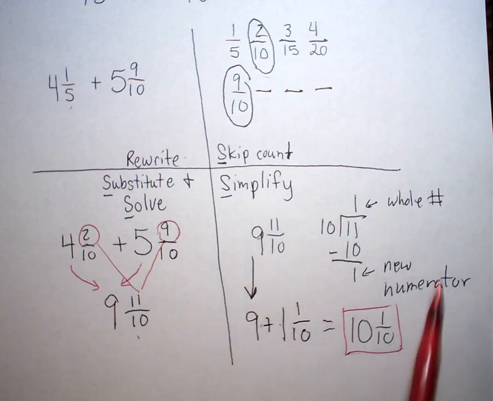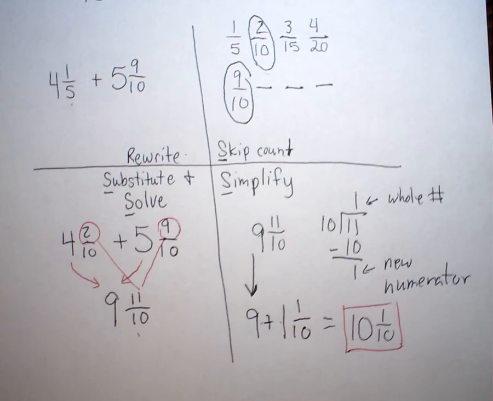You'll also need to simplify if your fraction is not in simplest form. For example, if both were divisible by 2 or 3, you need to simplify, but we'll see that maybe in another example.